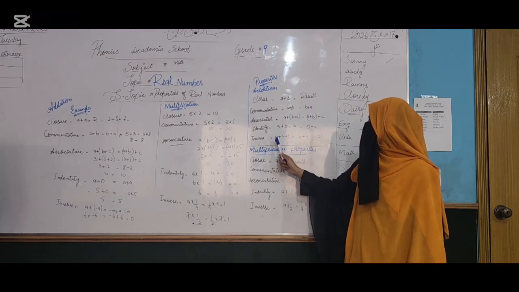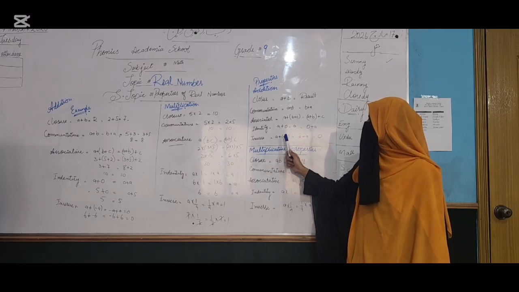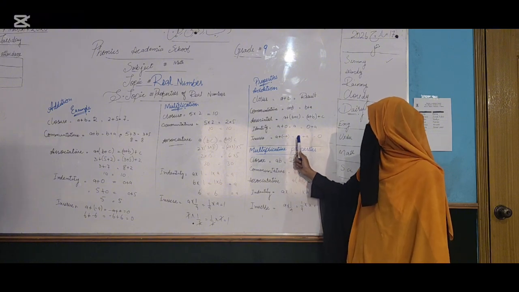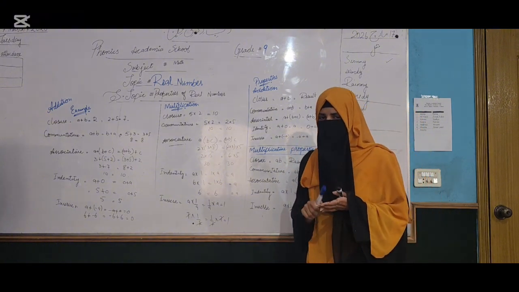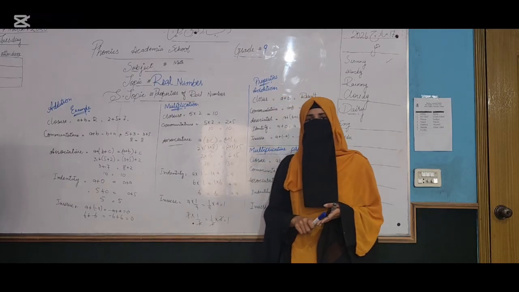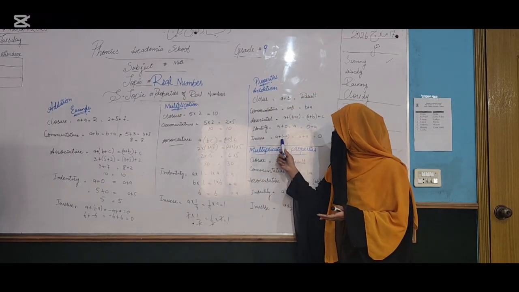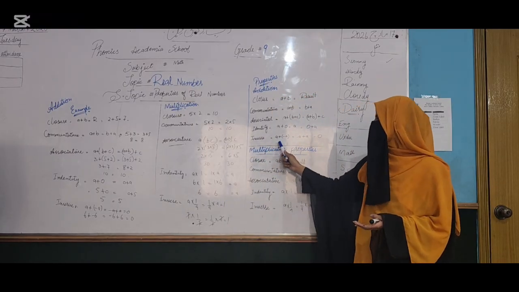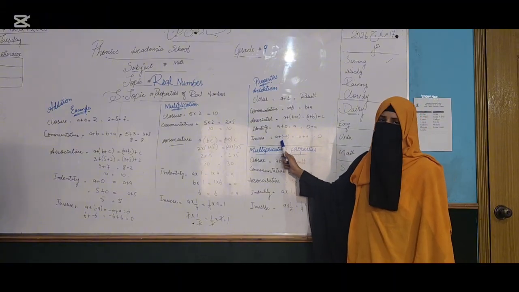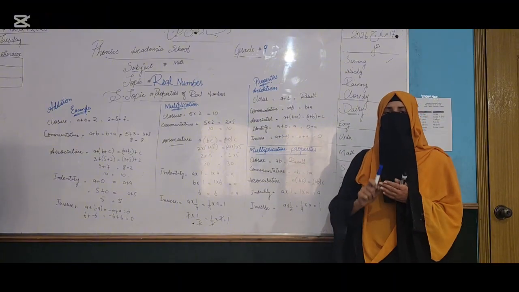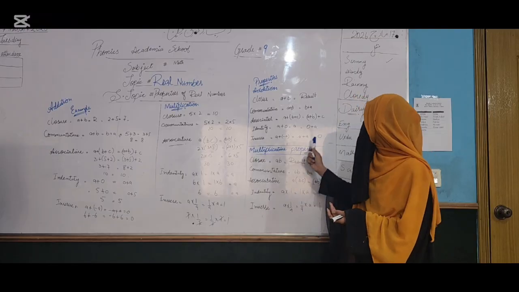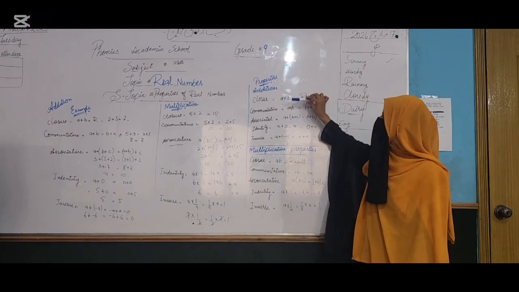Then inverse property: a plus minus a is equal to minus a plus a is equal to 0. When you have the value of a, you add it with the sign of addition and the minus value of a, that is a minus a is equal to 0. When you subtract a from a, the value is also 0. This is the addition property.